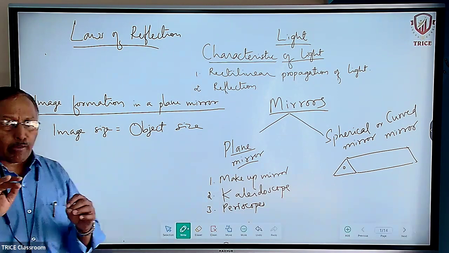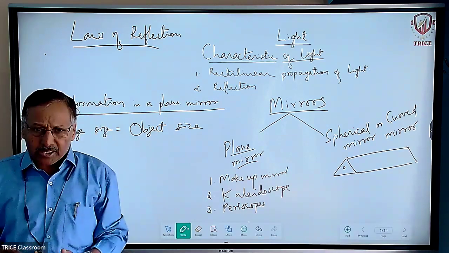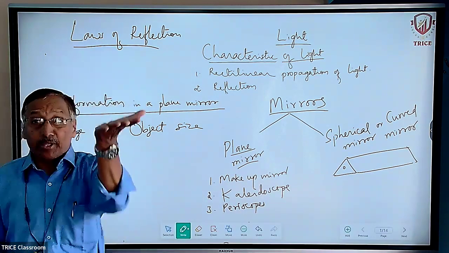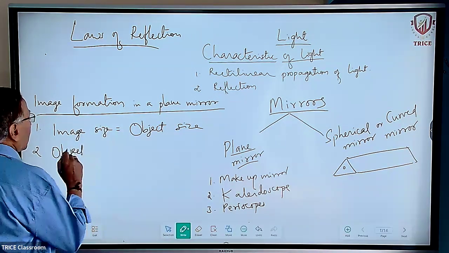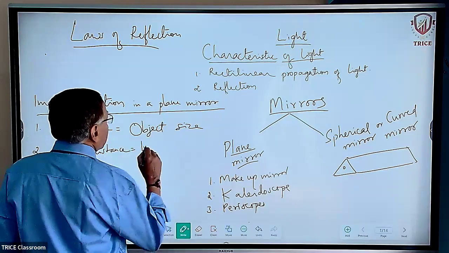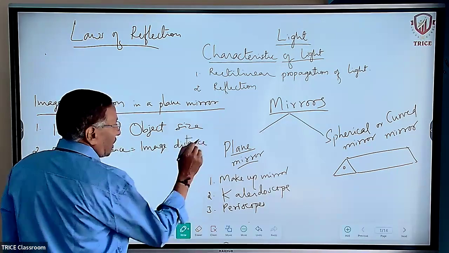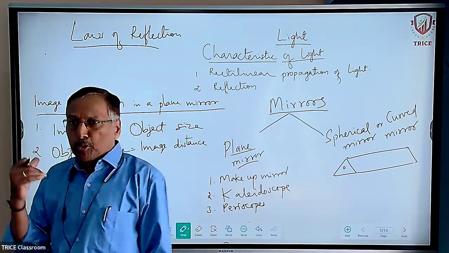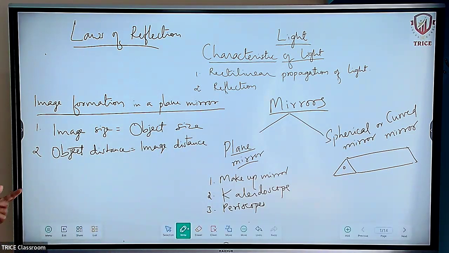Secondly, when I stand in front of the mirror, my image will be formed at the same distance as the distance between mirror and myself. Means object distance is equal to image distance. Means what? If I move forward, the image will also come forward. If I move backward, image will also move backward. That's why object distance is equal to image distance.